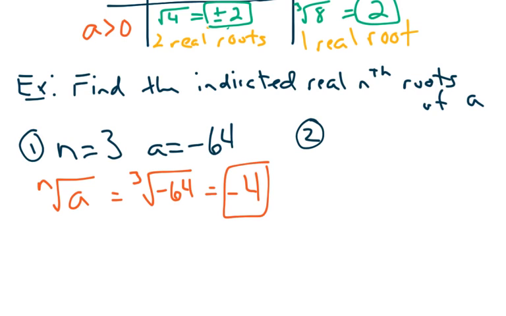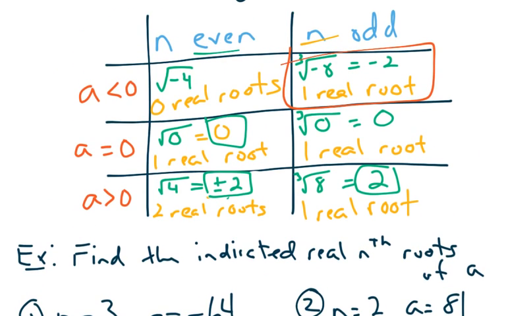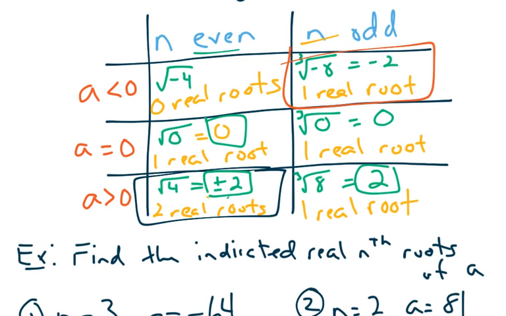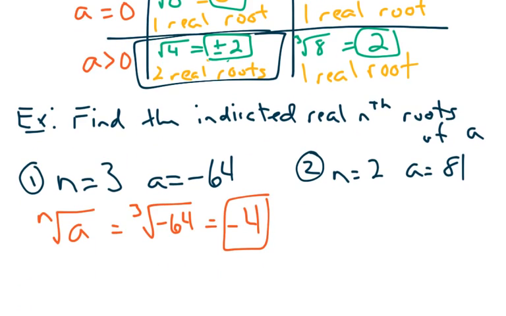Number 2, let's go with n equals 2 and a equals 81. So now we're in even and positive. So that's this box down here. So we're looking for the square root, and if it's square, you don't need to write anything in that index, square root of 81. Since we have 2 real roots, we know it's going to be positive and negative, and then we just need to think what number times itself gives you 81, and that answer would be 9.